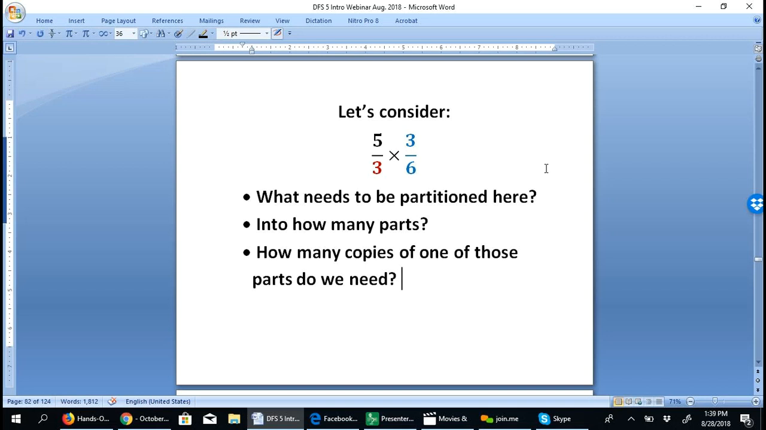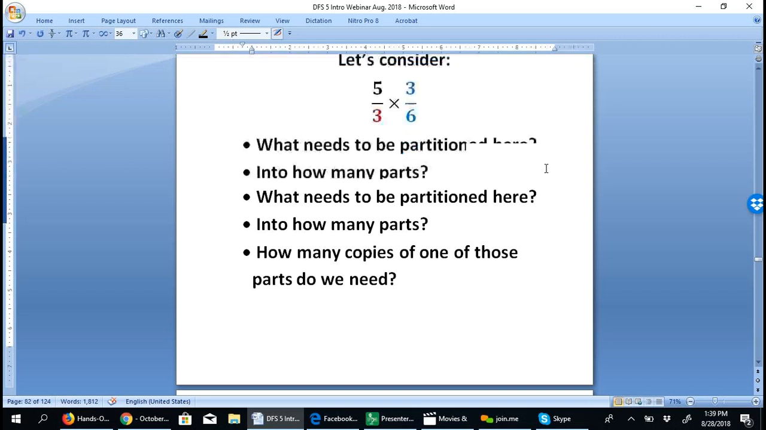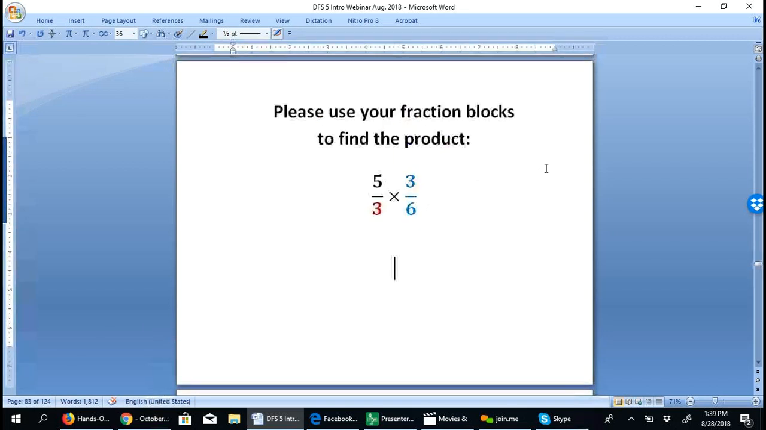Into how many parts do we need to partition the 3/6 in order to get 5/3? Okay, that's maybe a difficult question. The answer is 3 parts. How many copies do you need? You will need 5 parts. Okay, so let's actually do that. Okay, let's see how that works.